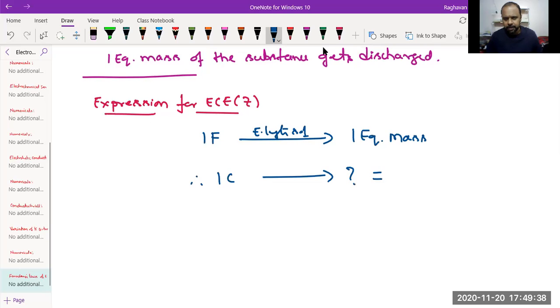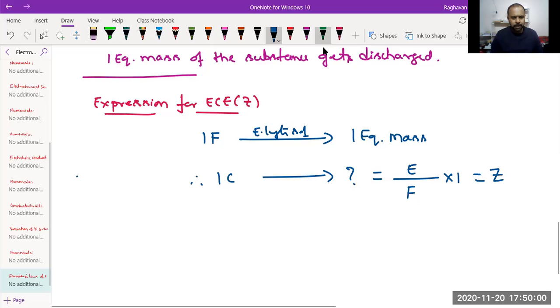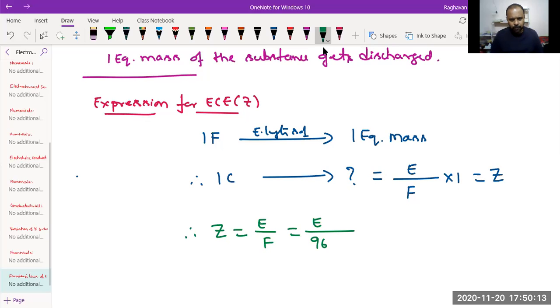1 Faraday can liberate 1 equivalent mass. So 1 coulomb, how much? However much mass is displaced by 1 coulomb is nothing but the electrochemical equivalent. Is that okay? So how do we give an expression for Z? Therefore, Z is equal to E divided by F, where F is 96,487.